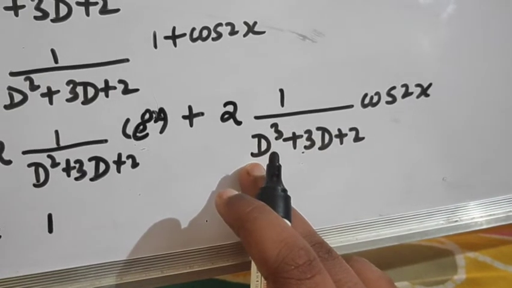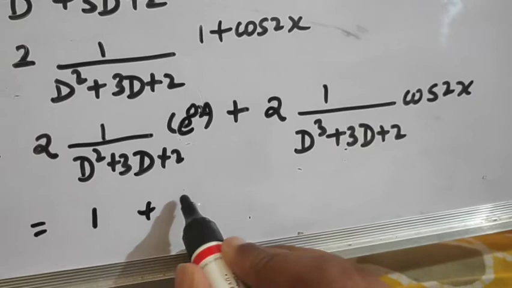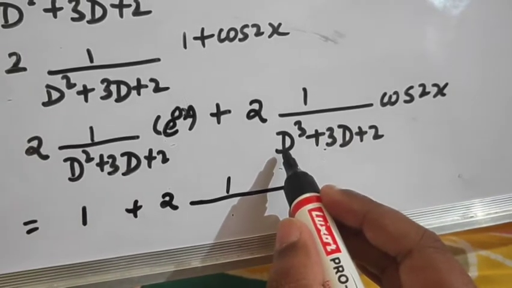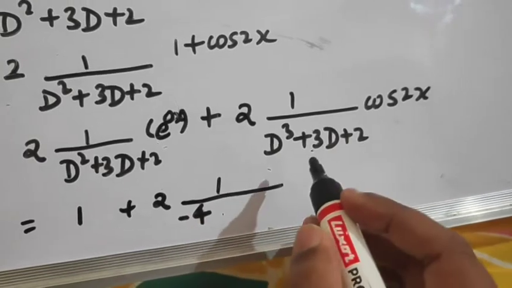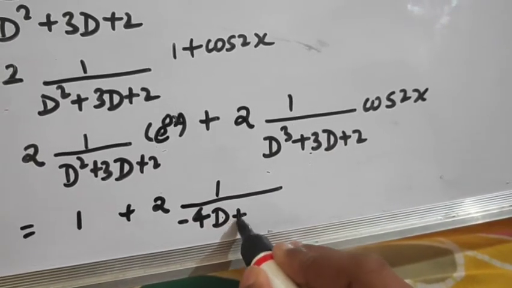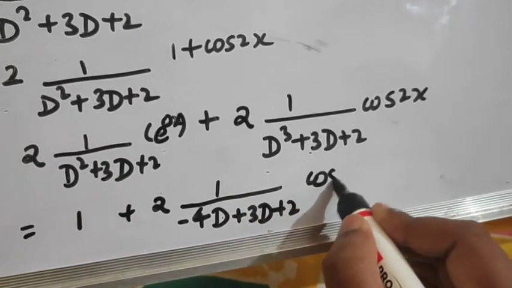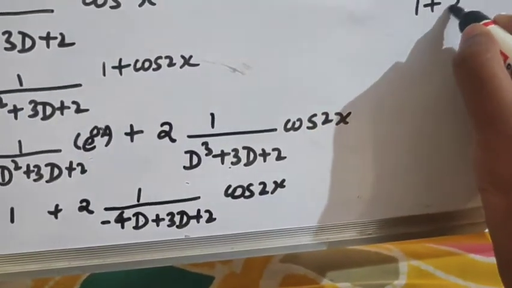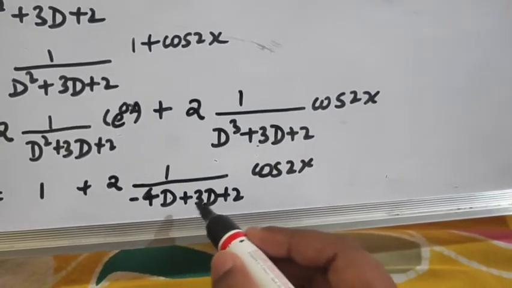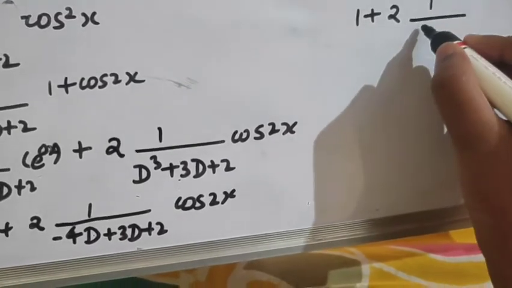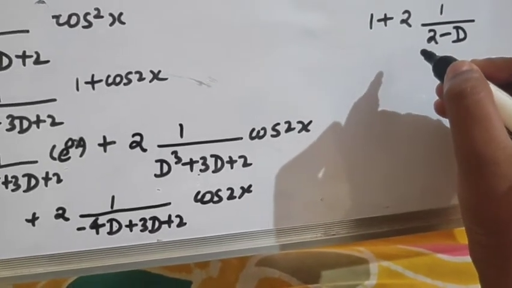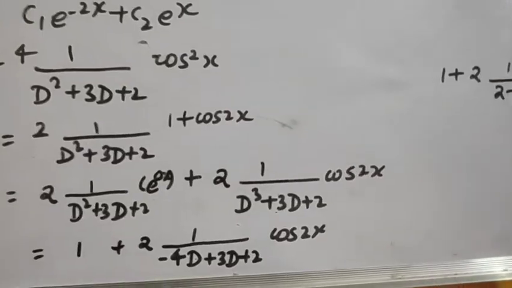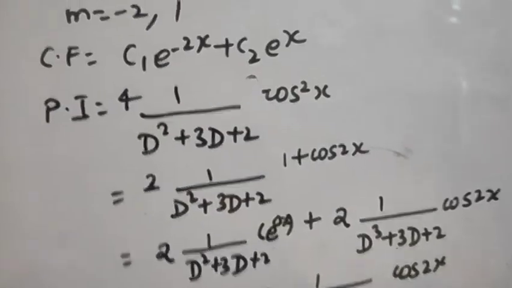Okay. So what we can do is write this carefully. 1 upon, if I replace d square by minus 4, so minus 4, and d will be left, plus 3d plus 2, and this is cos of 2x. So I will be getting here 1 plus 2 times minus 4d plus 3d minus d, so 1 upon 2 minus d is what I will be getting, and this is cos 2x. Okay. So let's look at this once again, how we proceeded with this.